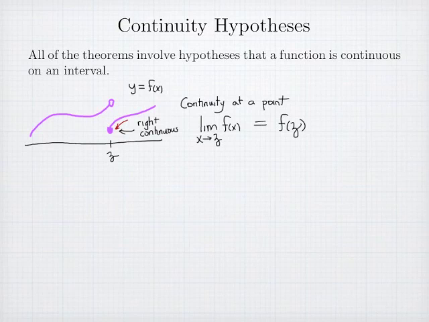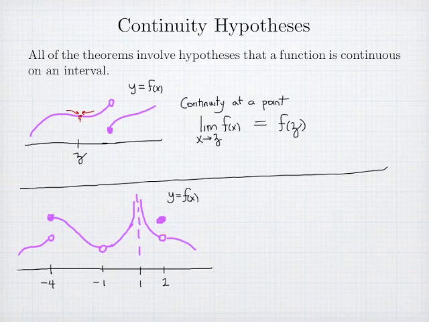If I thought about any other point other than where this function breaks, I have a continuous function. For example, if I thought about this point to the left of where we were originally, I have limits going to the point, and since the point is exactly the same as the value of the function, I'm continuous at that point. The hypotheses for our theorems related to continuity focus on the idea of being continuous on intervals.